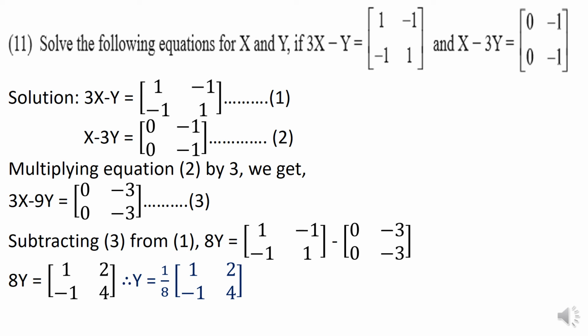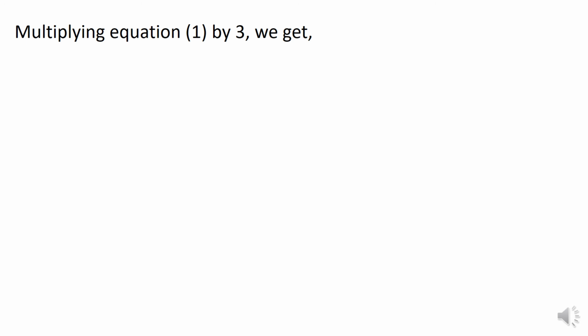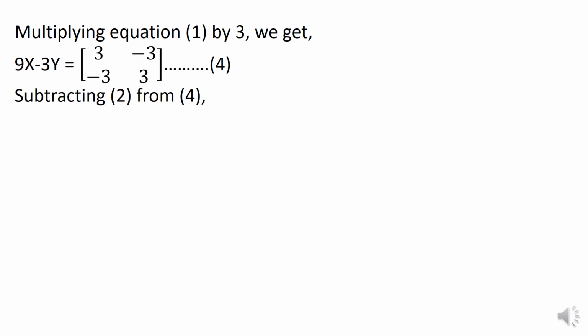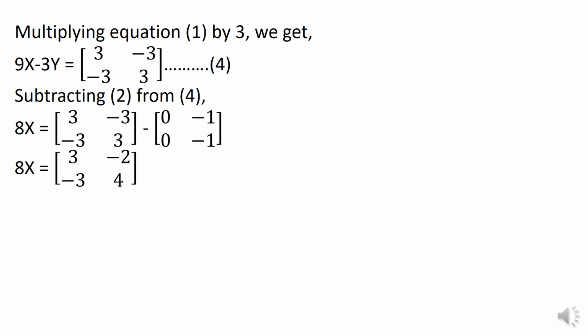Again we can choose to leave the answer as it is, or we can take 1 upon 8 and multiply it with all the elements of the answer matrix. Either way, it is up to you. Now for getting x, we multiply equation 1 by 3 and get another equation like this. Now this is equation 4. Again, we subtract equation 2 from equation 4 and thus get the answer. Thus we get x is equal to 1 upon 8 of the answer matrix, that is it. In this way, we get the answer for x and y.